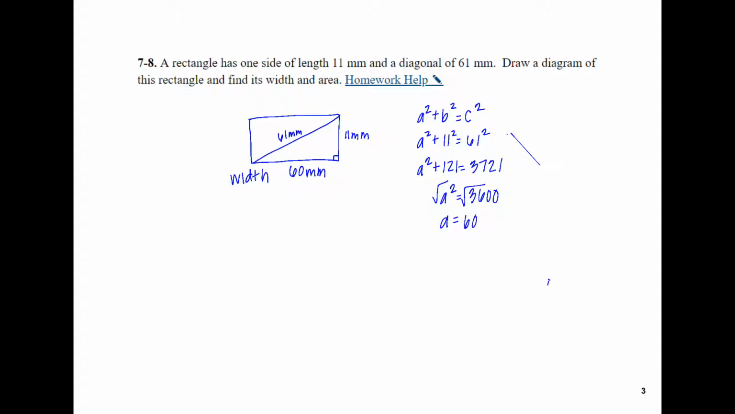millimeters, but then they asked us to find our area. So remember, area of a rectangle is our base times our height. So we know our base is 60 millimeters. We know our height was given as 11 millimeters. So we know that the area of our rectangle is 660 millimeters squared.